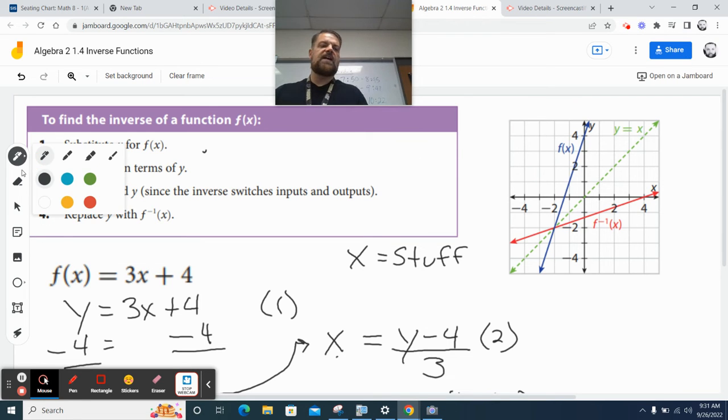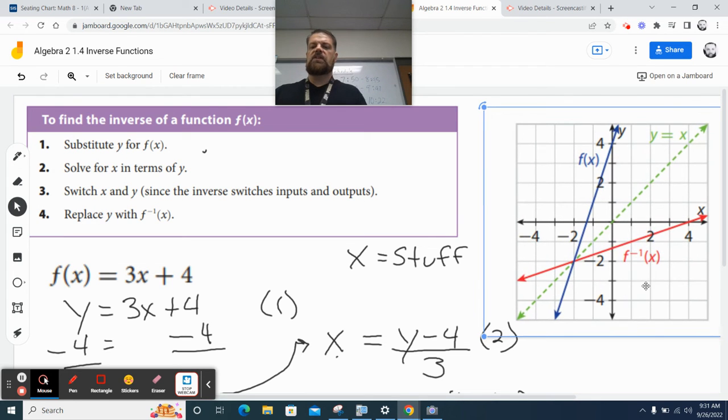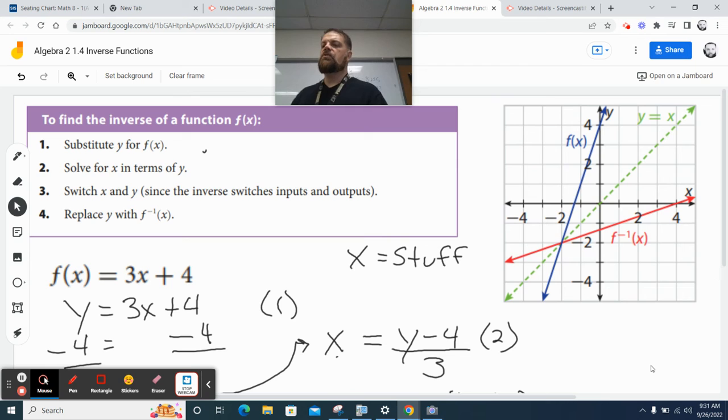One thing that I want to point out is that, I'll make it a little bigger. Notice that it reflects across y equals x. See that little green dotted line? Notice that this blue line is the mirror image of this thing if the mirror was this little green line. Okay? Notice that.